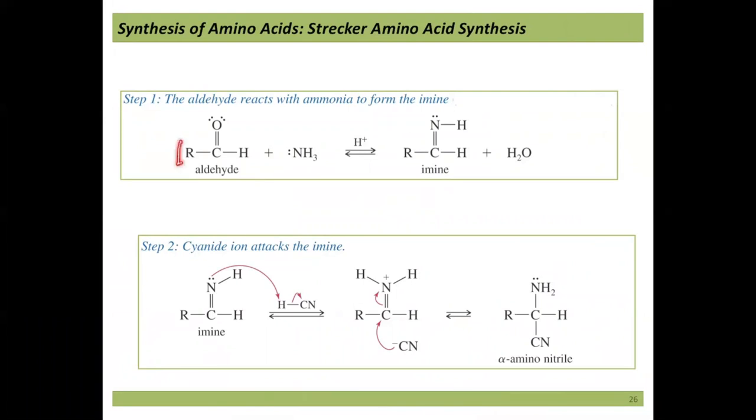And so you could make different amino acids depending on your choice of the R group here. So if you change your R group and you have this aldehyde, you could make all 20 amino acids just by proper selection of that R group.